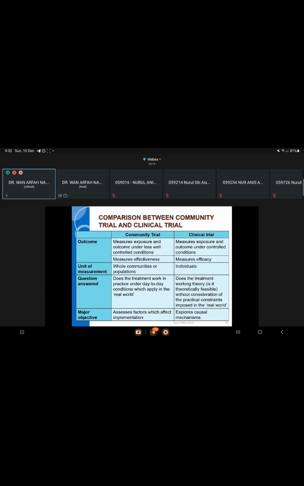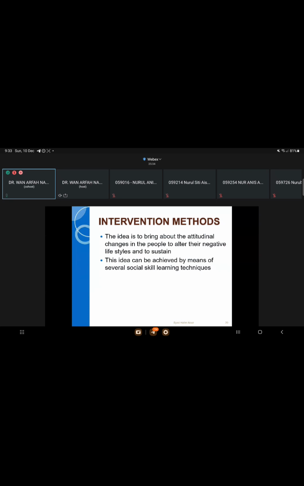So the major objective in the community trial is to assess factors which affect the implementation. But in clinical trial, it is about the causal mechanism, whether this drug can reduce blood pressure or not. Causal mechanism. So there are many intervention methods. The idea is to bring about attitudinal changes in the people to alter their negative lifestyle and to sustain it. So this idea can be achieved by means of several social skill learning techniques.